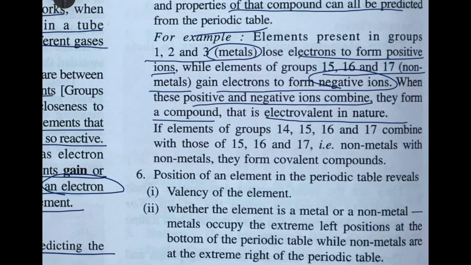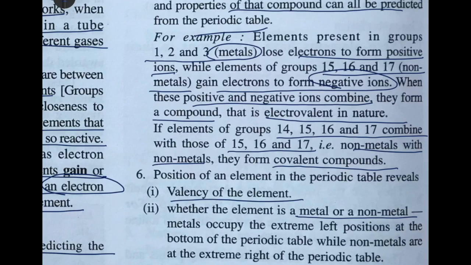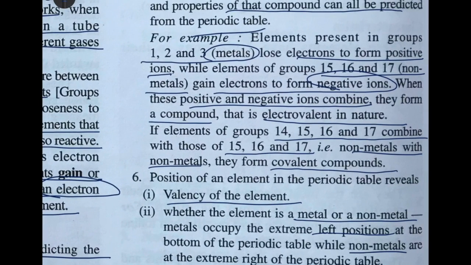So if the elements of group 14, 15, 16, and 17 combine with those of 15, 16, 17, that is non-metals with non-metals, what type of bond do they form? They form covalent bond, because they cannot give away electrons. So the only way by which they can form compounds is by sharing of electrons. Position of an element in the periodic table also tells us the valency of the element, whether the element is a metal or a non-metal. And you know, metals occupy the extreme left position at the bottom of the periodic table, while non-metals are at the extreme right of the periodic table.